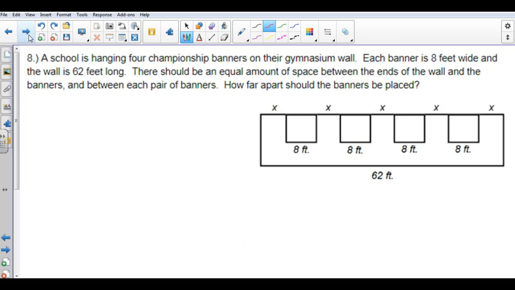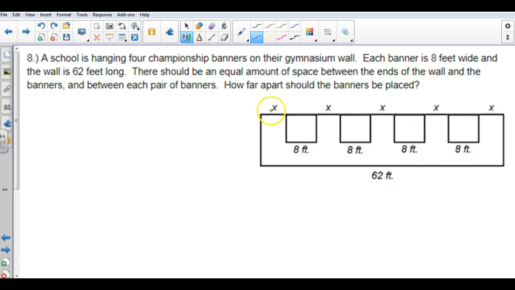Alright, last one. We've got a school, which is hanging 4 banners in their gym. It tells us the width of each banner and how long of a space we have for the wall. And in this diagram, it kind of shows you exactly where the banners will be placed, and then we've got all these spaces to fill, and we want to know that x value, so the space between them. So this is something you would have seen in geometry called the segment addition postulate, which says if I add each of these little segments, it gives me the length of the entire segment.